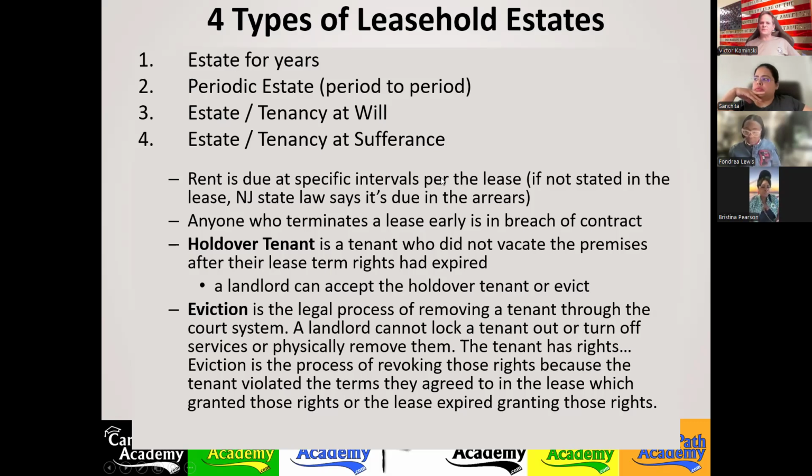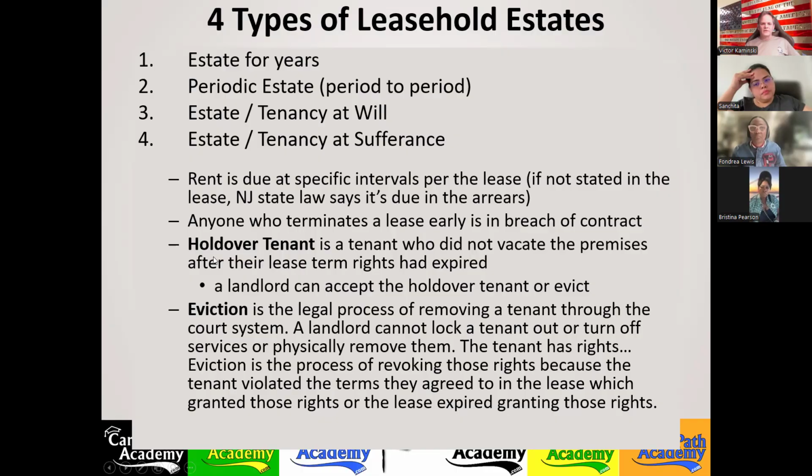Now, rent is due at specific intervals per the lease. If it's not stated in the lease, New Jersey state law says that rent is due in arrears, at the end of a term for which you occupied the property, the opposite of in advance. When's the rent due? You're like, the first of the month, right? But if it's not specified in the lease, according to New Jersey law, it's due in arrears at the end of the month.